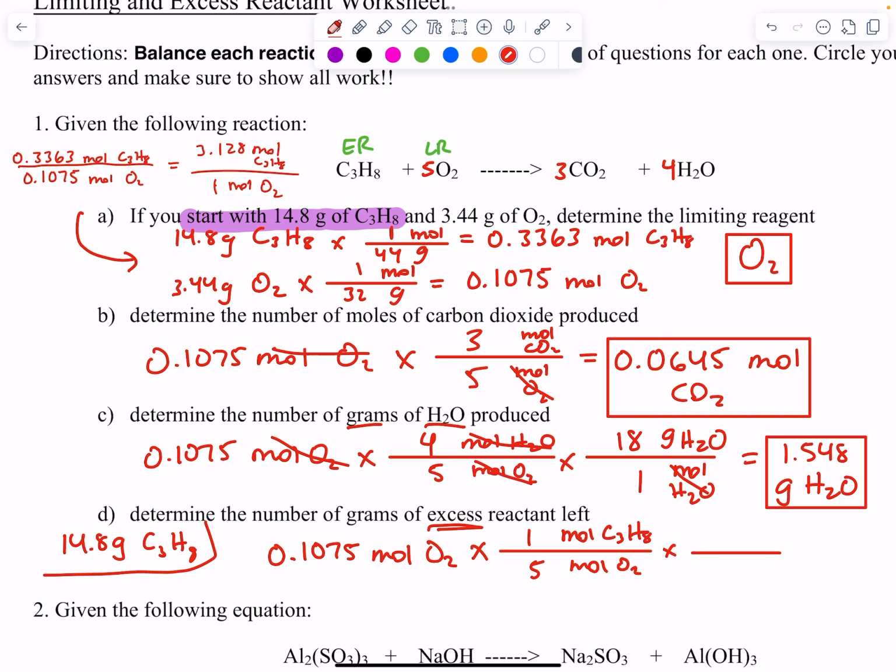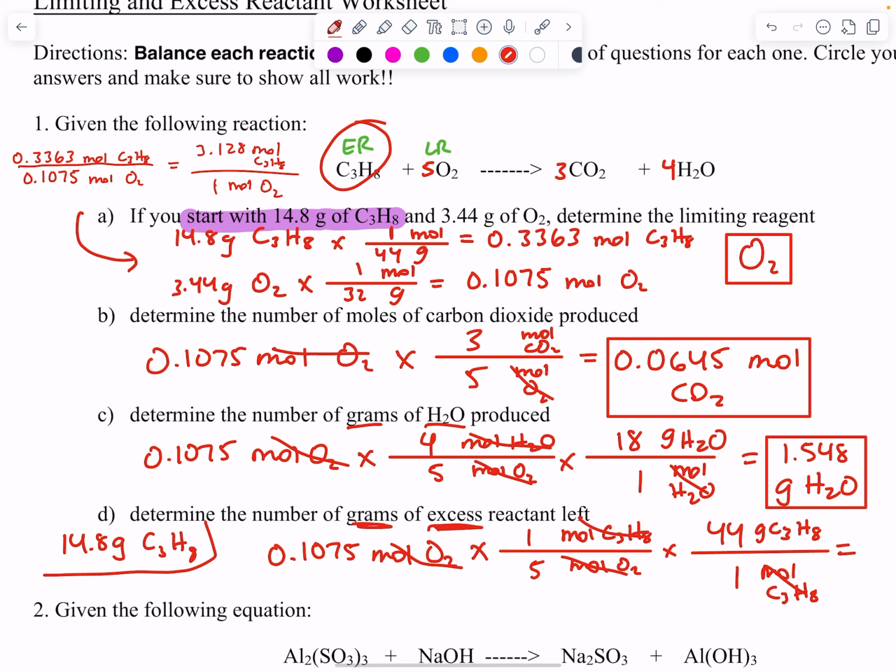Times another fraction. Okay, I'm again looking for grams of propane. The question is asking me how many grams of excess is left. This is my excess. Let's find how many grams of excess I used first. Okay, so moles of C3H8 goes to the bottom because this cancels, and then this also cancels. Molar mass of propane, grams per mole of propane. We already found that out. That's when you take C is 12 times 3 plus 8 hydrogens will give you 44 grams per mole.